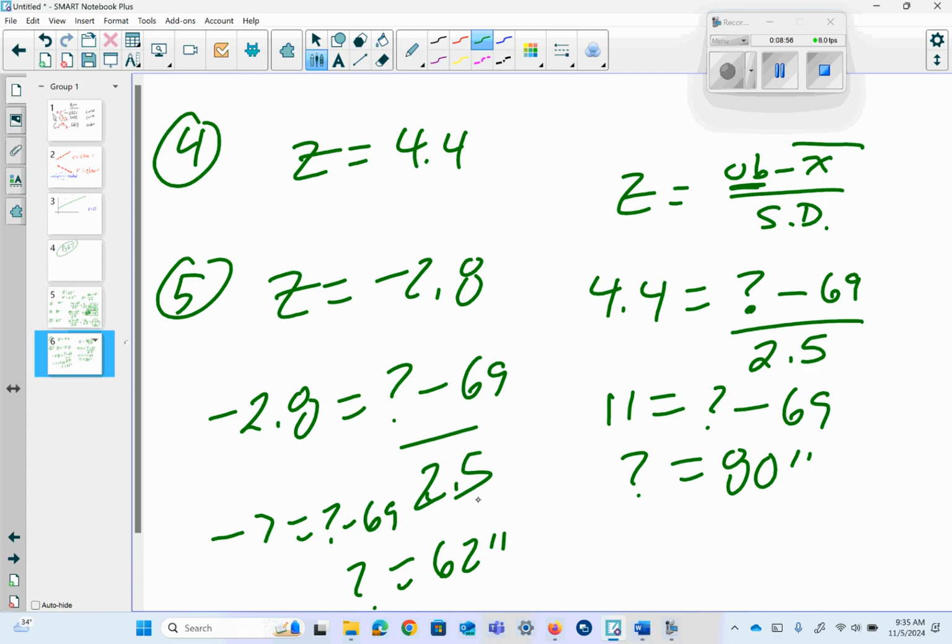On the bottom of the equation, what is that right there? The negative what? Negative 7 equals question mark minus 69. Right here, you're talking about? Yeah, negative 7 equals question mark minus 69 because we would have multiplied each side by 2.5. All right. Cool. So that's doing z-scores pretty simply on those.